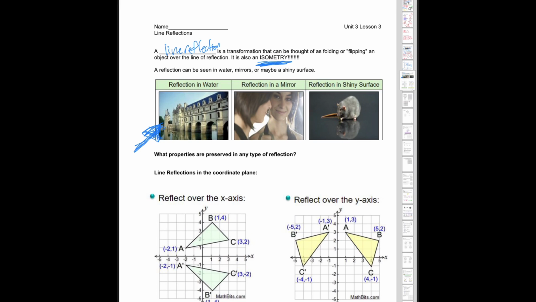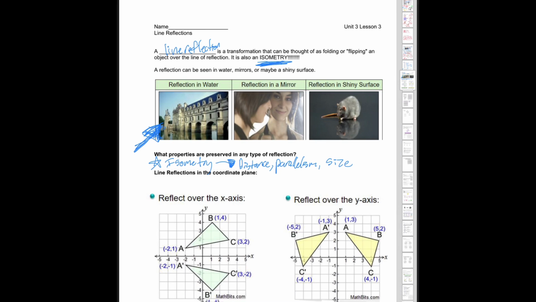So what properties are preserved in any type of reflection? And again, a reflection is an isometry. So the properties that would be preserved would be the distance between points, parallelism, the size. Okay, so nothing about this shape changes.